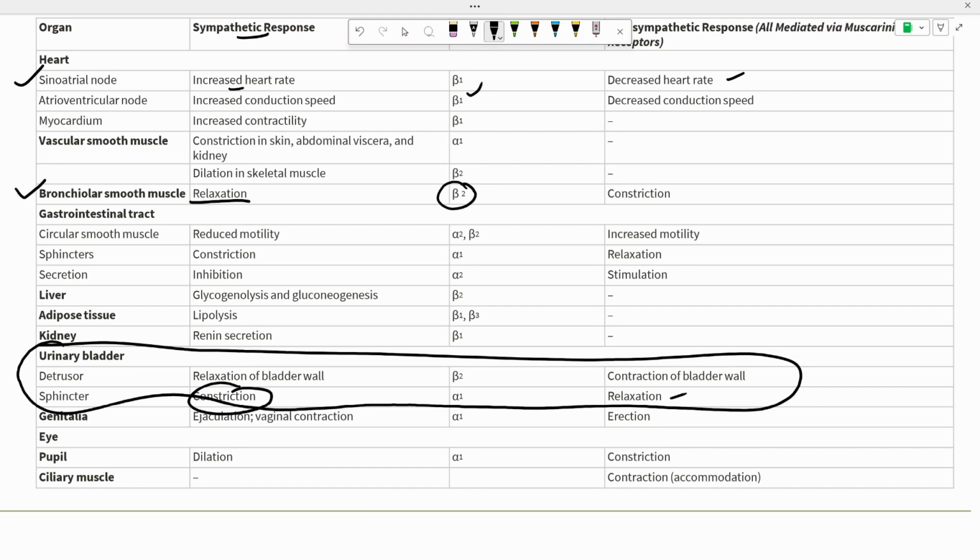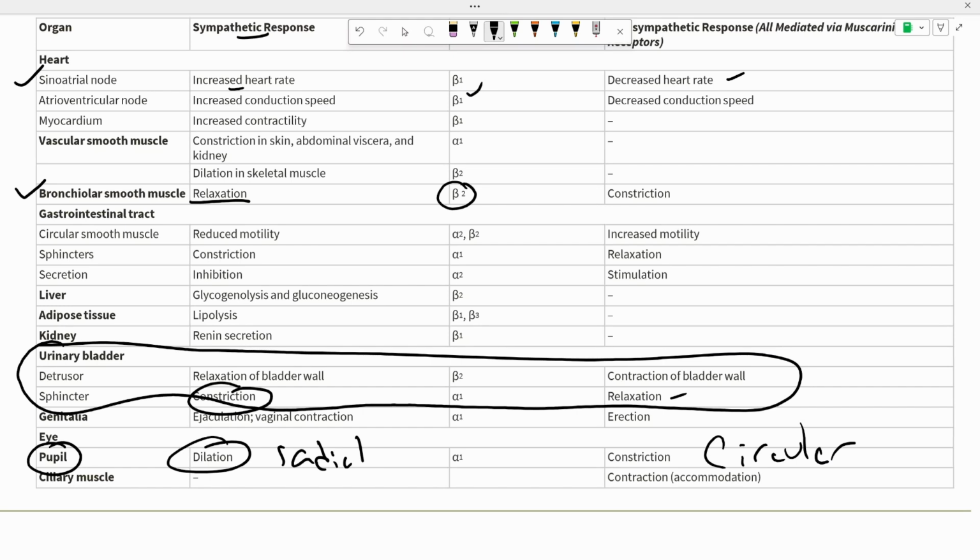Okay, and last one is just the pupil. Dilation with sympathetic, again, you know why. Radial muscle, and we get constriction, which is the circular. Make sense? So just keep them that way, always sympathetic, parasympathetic.